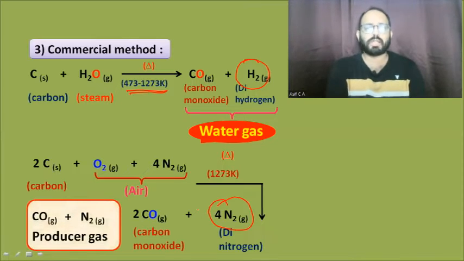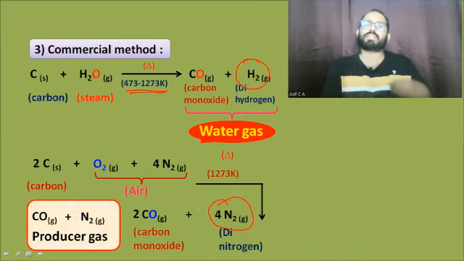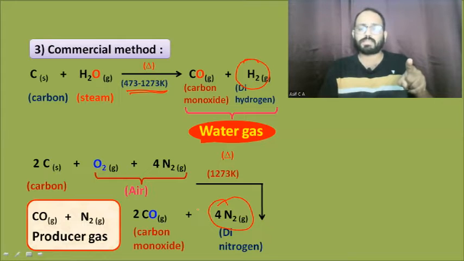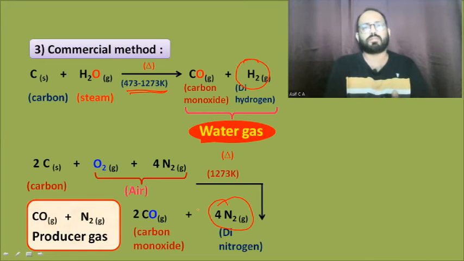So what is producer gas? CO plus N2. What is water gas? CO plus H2. Water gas எப்படி கிடைக்கும்? Coke and steam கூட react பண்ண வச்சா போதும். You will be getting water gas. உனக்கு producer gas தான் வேணும் அப்படின்னா, you can get producer gas. You just make the reaction of coke with air, not the steam. You will be getting the product. Okay.